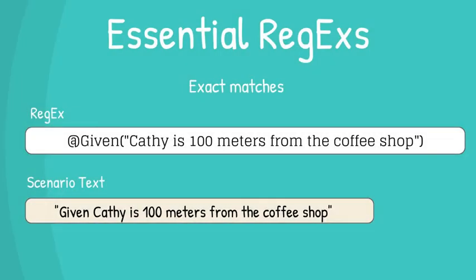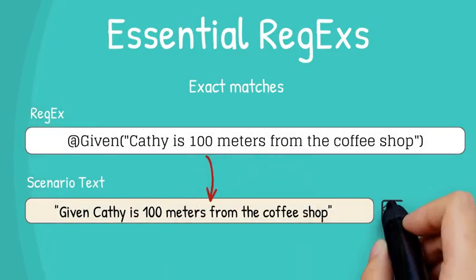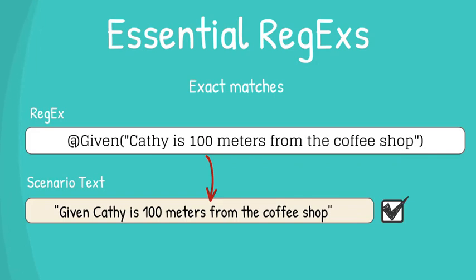The first one is really simple. When you use some text as is, with no changes and no regular expression symbols, then it matches the text in the scenario. Here we have our annotation: given Kathy is 100 meters from the coffee shop. And the scenario text is: Kathy is 100 meters from the coffee shop. And this will match. Now, this might sound obvious, but there's a trick that you should be aware of. You see, if you provide a piece of text, Cucumber will match any scenario step that contains this bit of text anywhere in the step.